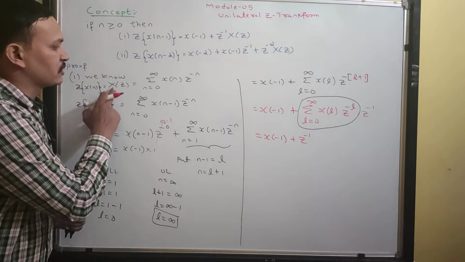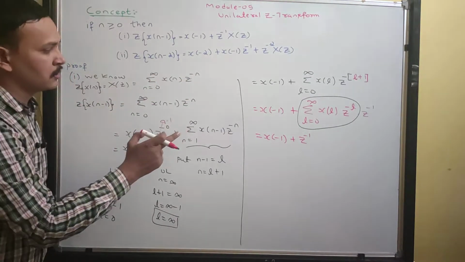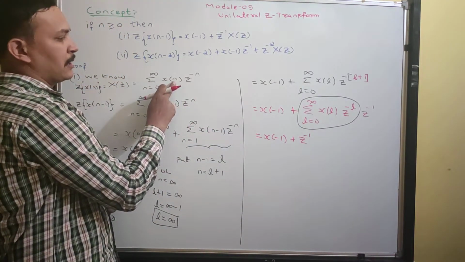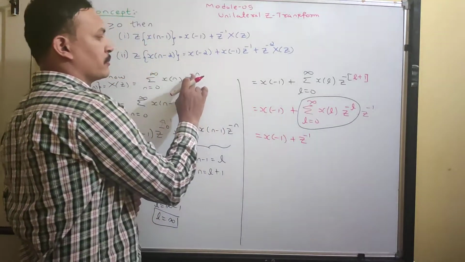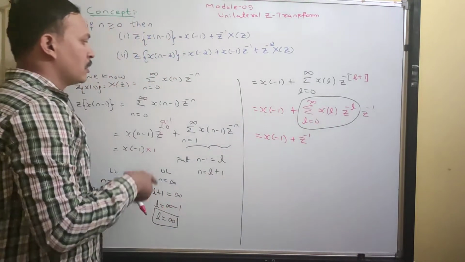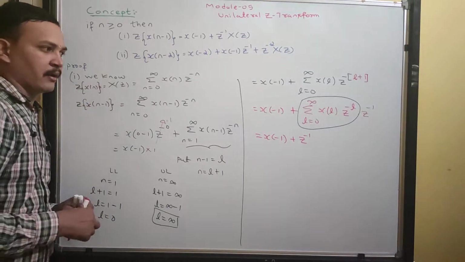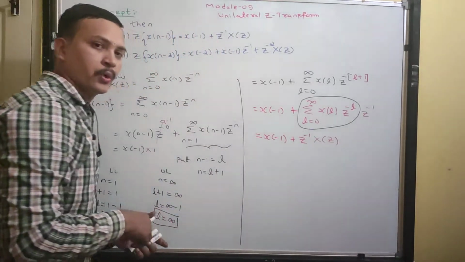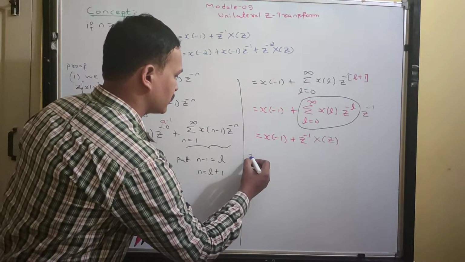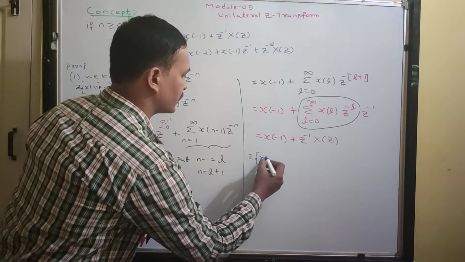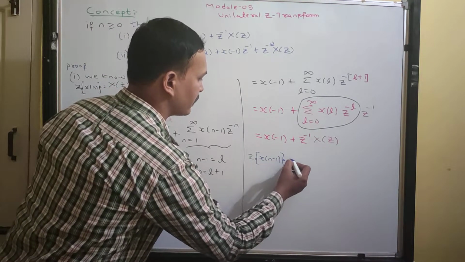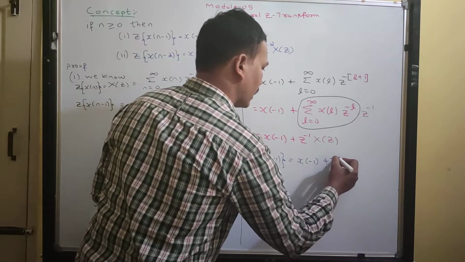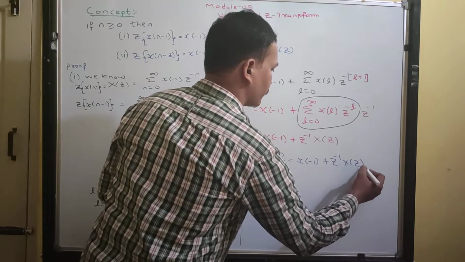Look here, x of z is equal to summation from 0 to infinity of x of n z power minus n. In place of n we have L, z power minus n. So what can we write this as? X of z. This entire part we can write as x of z. Hence proved. So finally, the z transformation of x of n minus 1 can be written as x of minus 1 plus z inverse x of z.